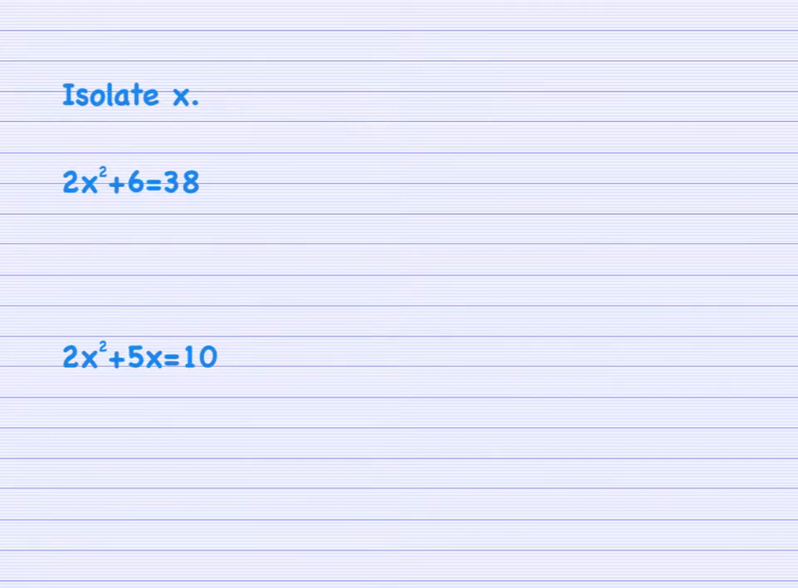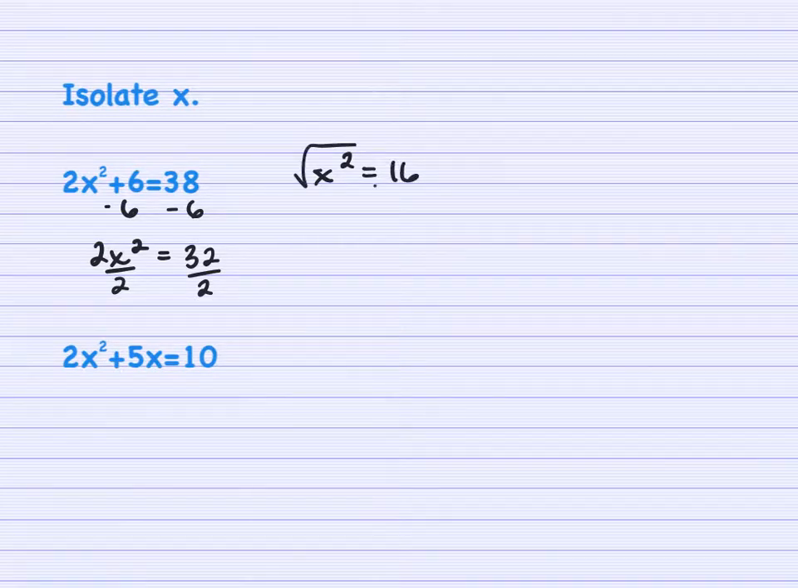So moving forward, if I have a problem like this one, 2x squared plus 6 equals 38, I only have x squared. I don't have an extra x there that I have to deal with, so I can actually just isolate x here. I can subtract 6, get 2x squared equals 32. I can divide both sides by 2, so I have x squared equals 16, and there I take the square root to get x equals plus or minus 4.